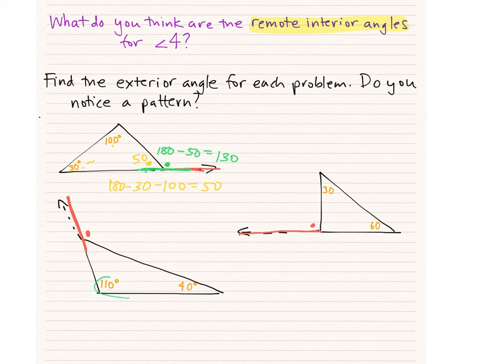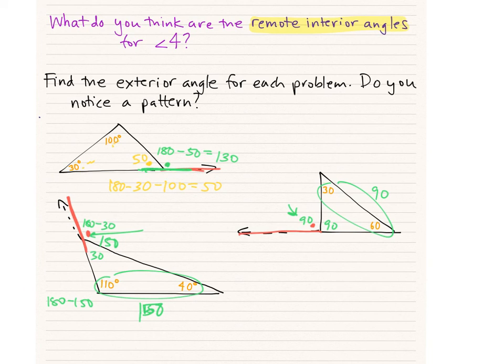So we add these up. This is 150. And then subtract that from 180 to get 30. That's what this one is. And then we do 180 minus 30 to get 150. So this one's 150. And then here we add these two, we get 90. Subtract that from 180, and this is also 90. So that's how we find that.